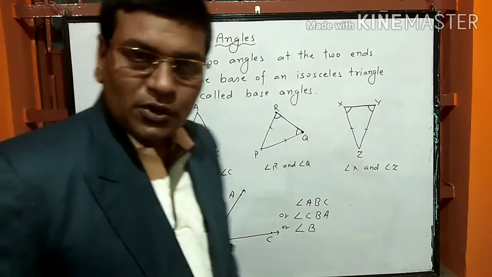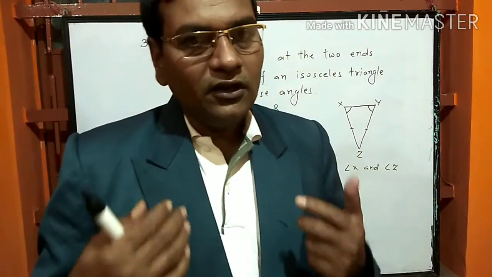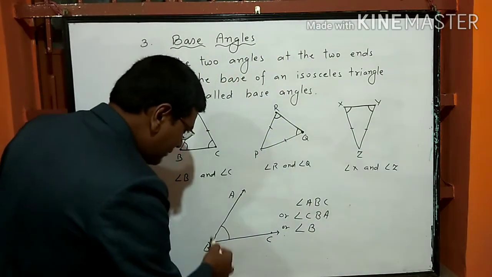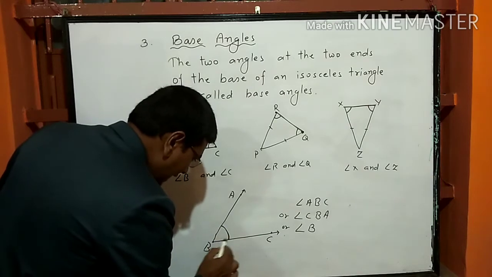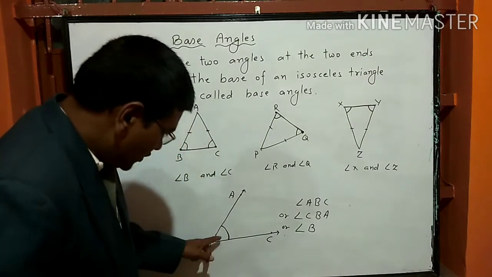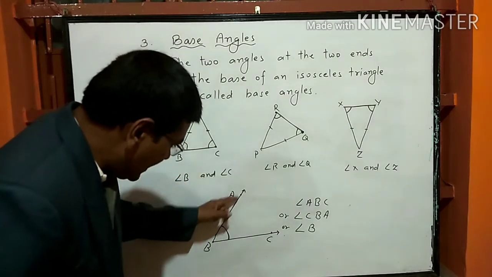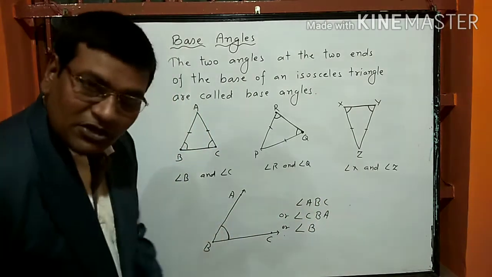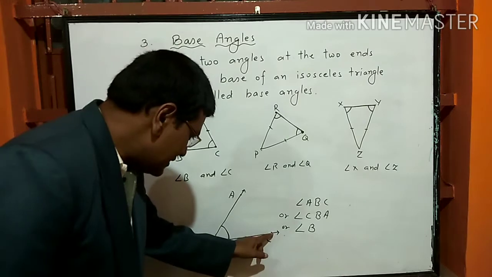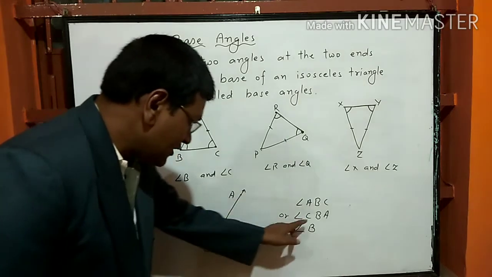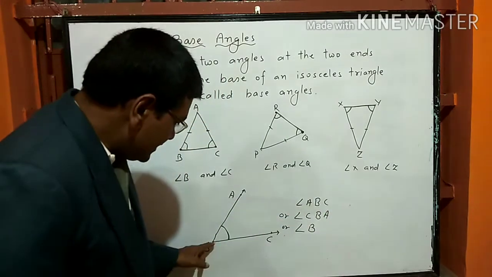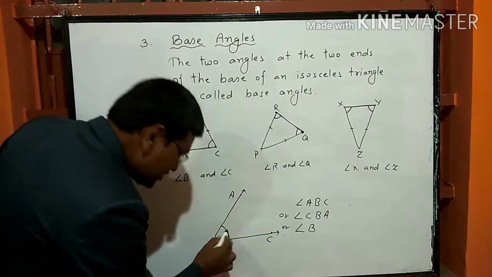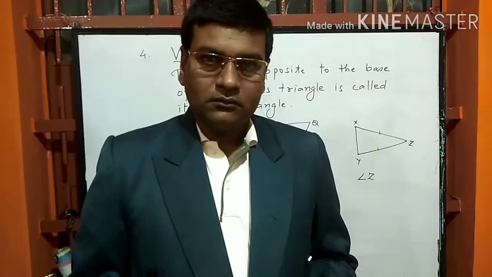One more thing you should know, how we name an angle. For example, here it is ABC. The angle is at vertex B. So this angle can be written as angle ABC, or also angle CBA, and this is also written as angle B only, the vertex at which the angle is formed.